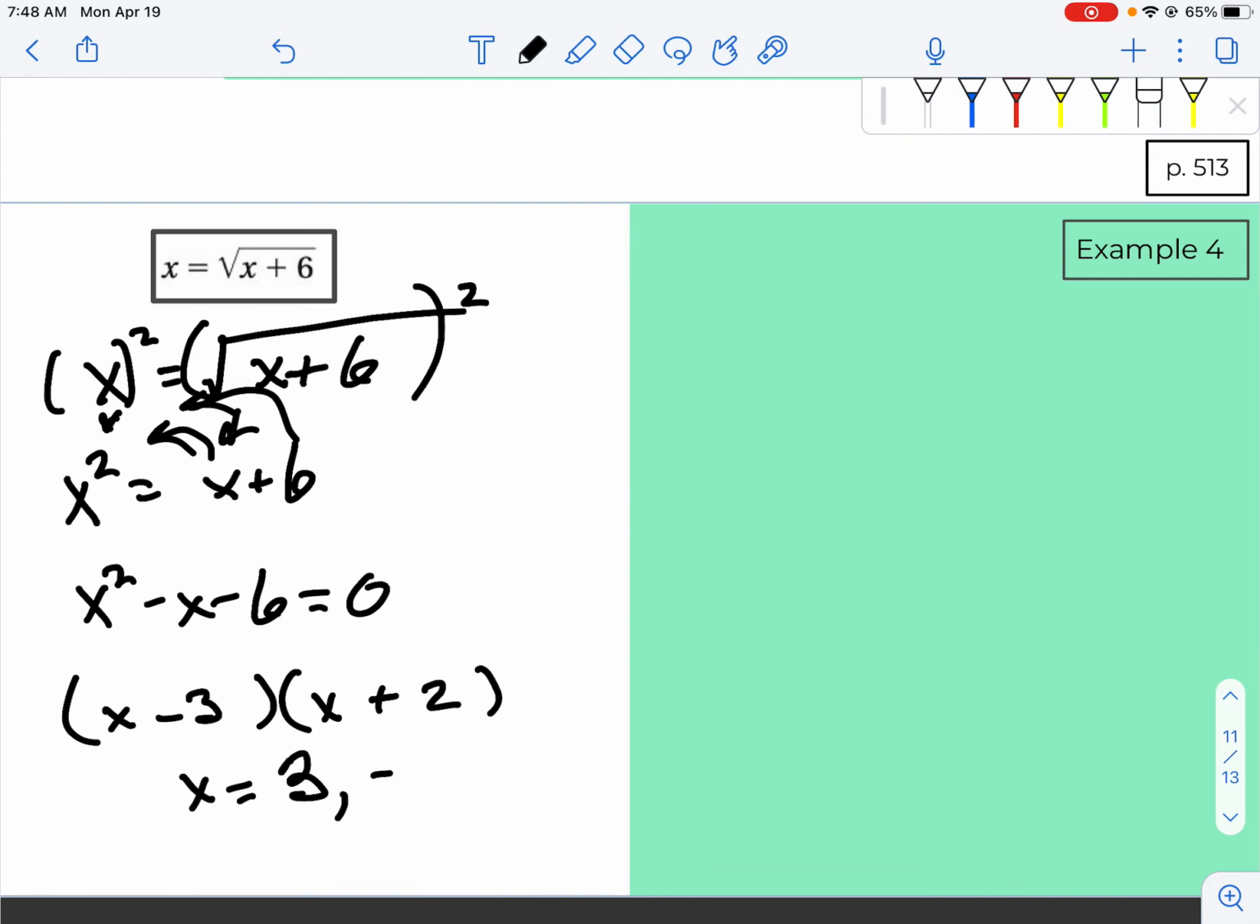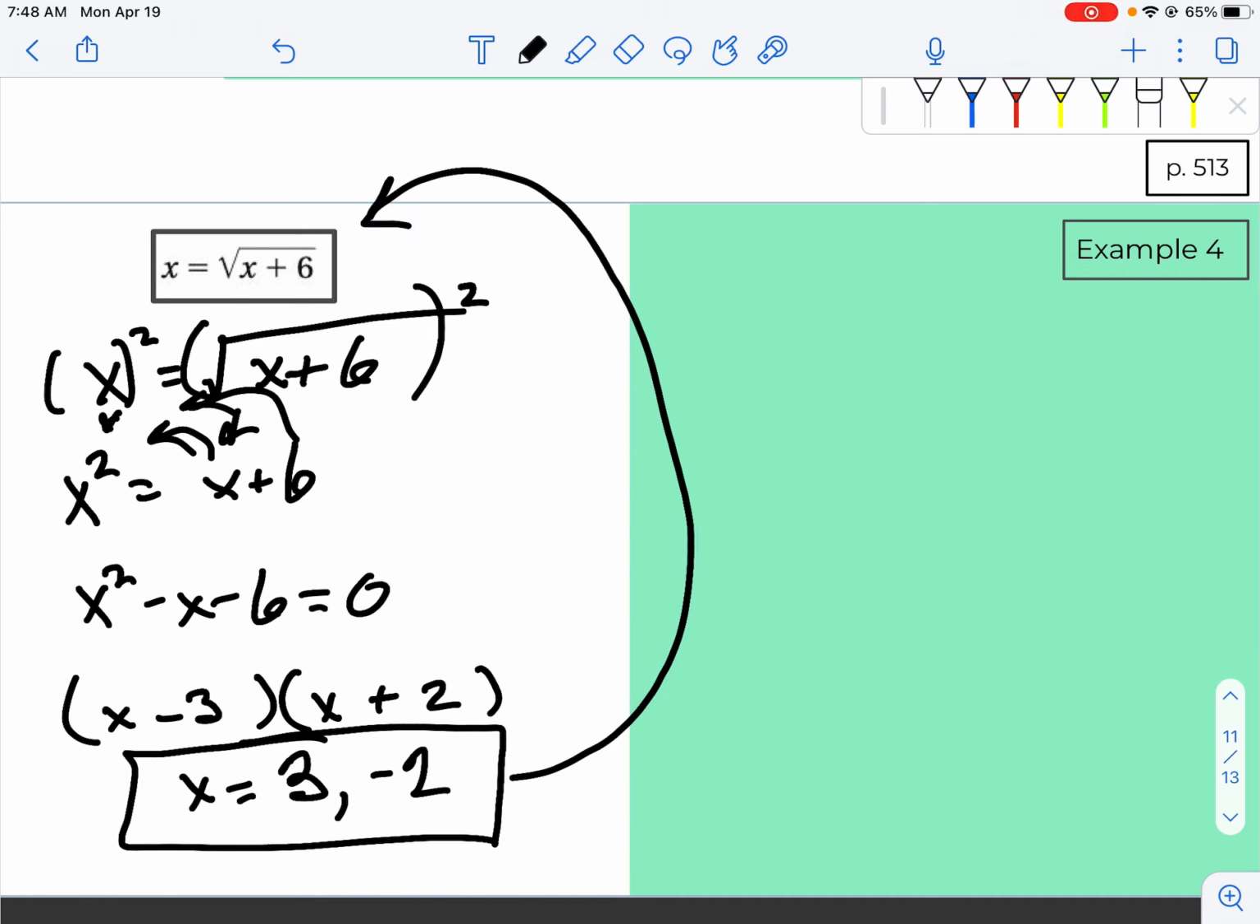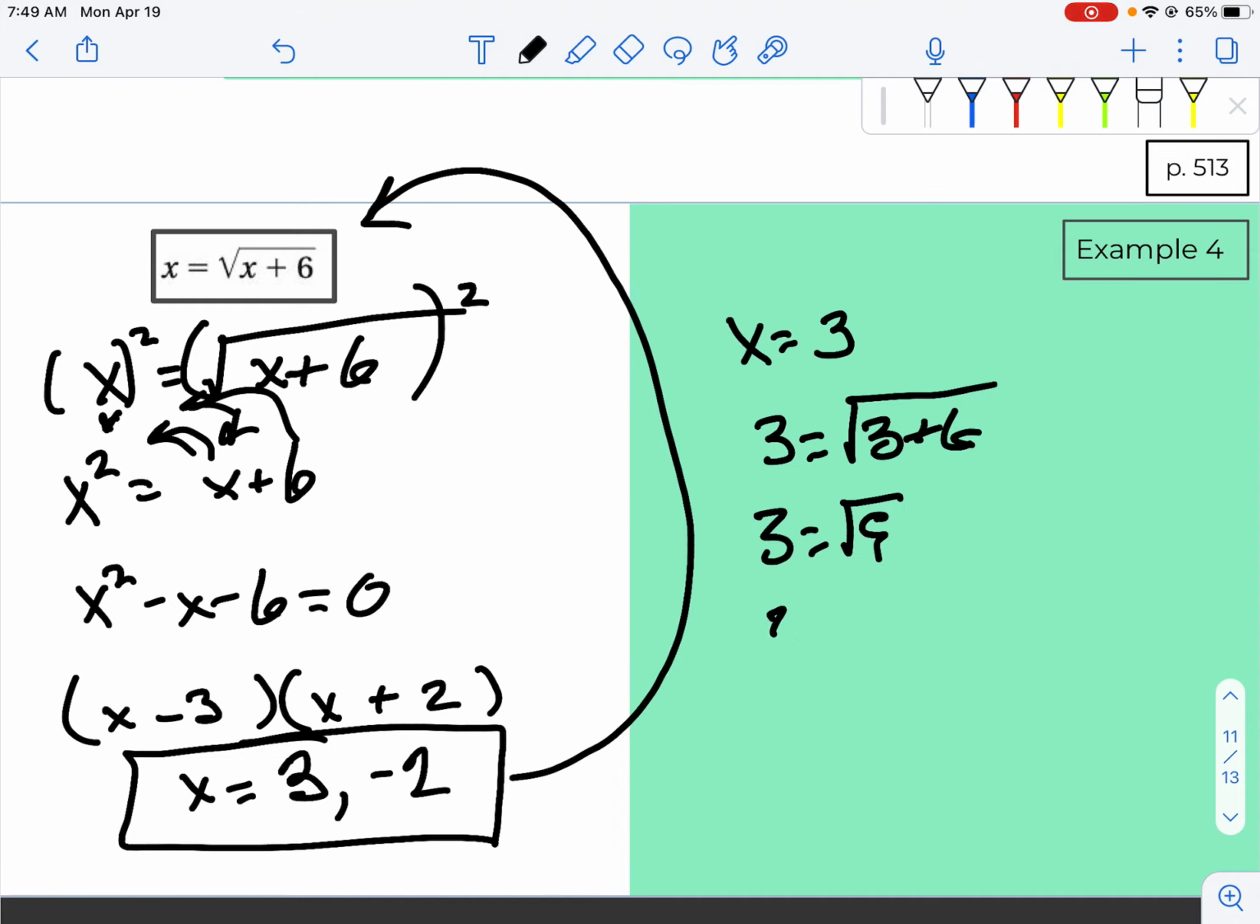So we find, and there will be times where we find, that x equals 2 different numbers. Now we have to take both of these numbers and plug them back into our original equation to make sure they work, make sure they make sense. Now, let's start with x equals 3. So 3 equals the square root of 3 plus 6. 3 equals root 9. Yep, this checks out.